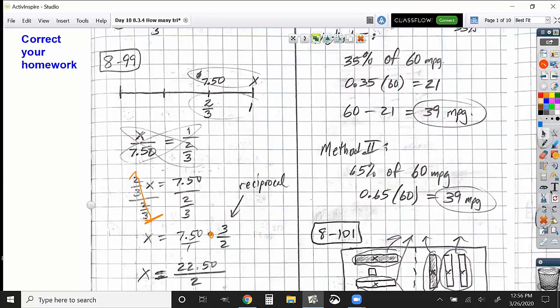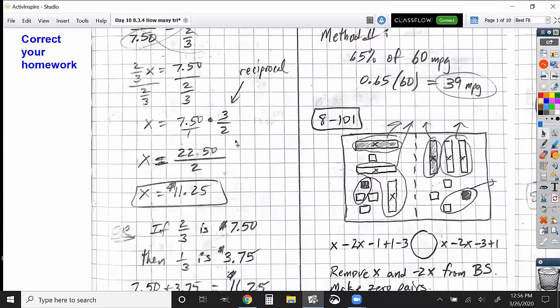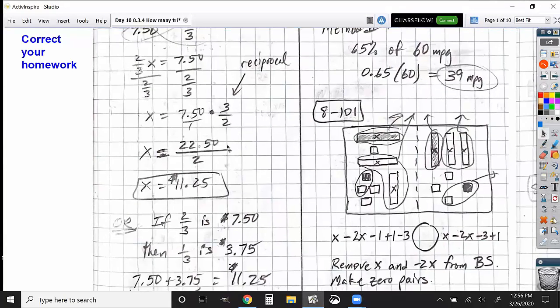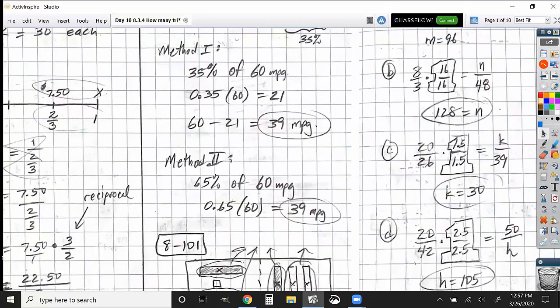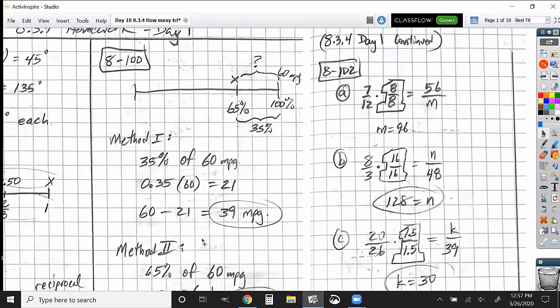So if you take 750 times 3/2, you end up getting 2250 divided by 2, which is $11.25. That's one way. Or you could have done this. If 2/3 is $7.50, then 1/3 is $3.75. Add those together to get one whole. You get $11.25.